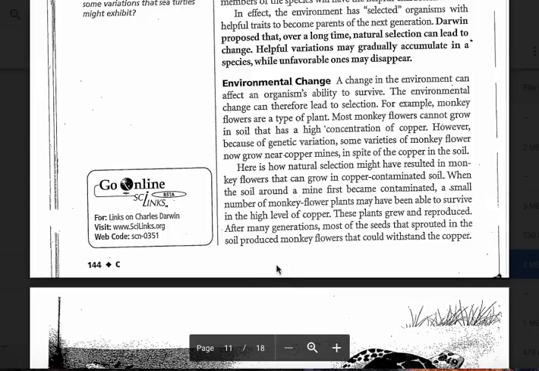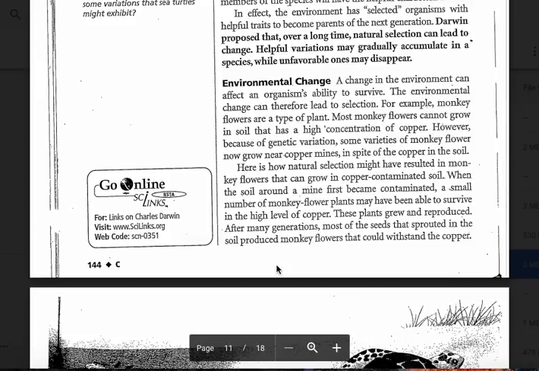Environmental change. A change in the environment can affect an organism's ability to survive. The environmental change can therefore lead to selection. For example, monkey flowers are a type of plant. Most monkey flowers cannot grow in soil that has a high concentration of copper. However, because of genetic variation, some species of monkey flower now grow near copper mines, in spite of the copper in the soil. Here's how natural selection might have resulted in monkey flowers that can grow in copper-contaminated soil.